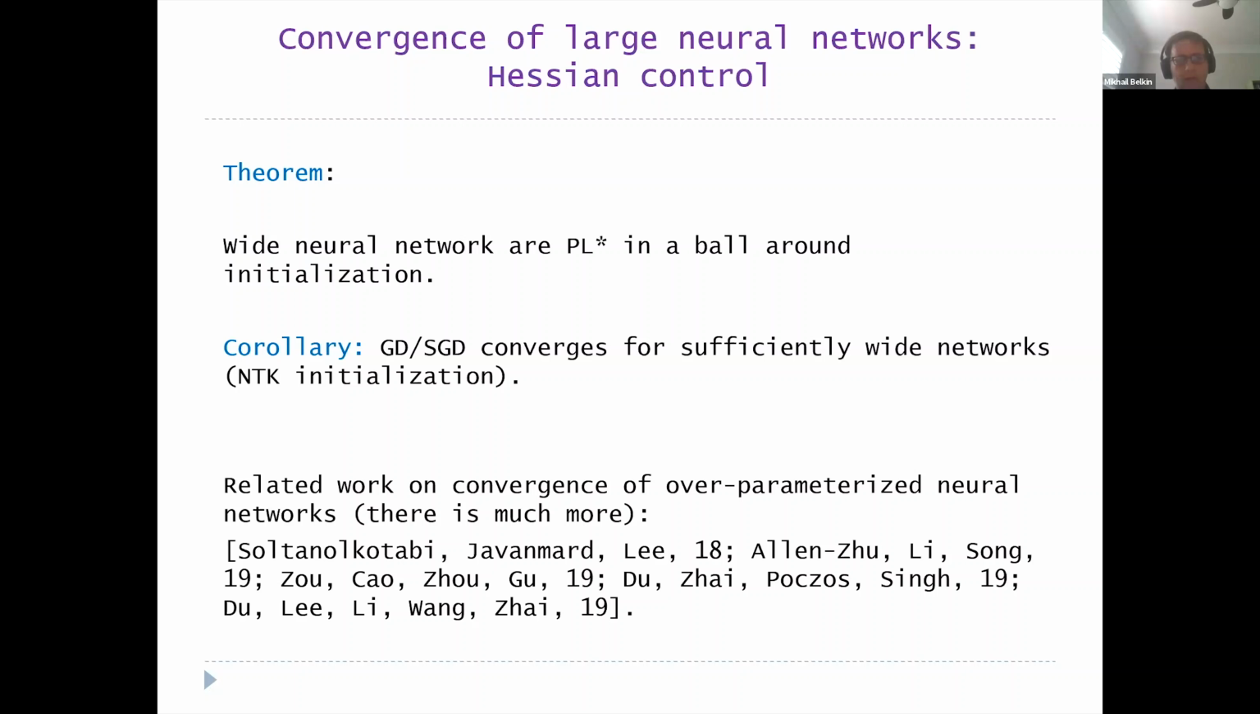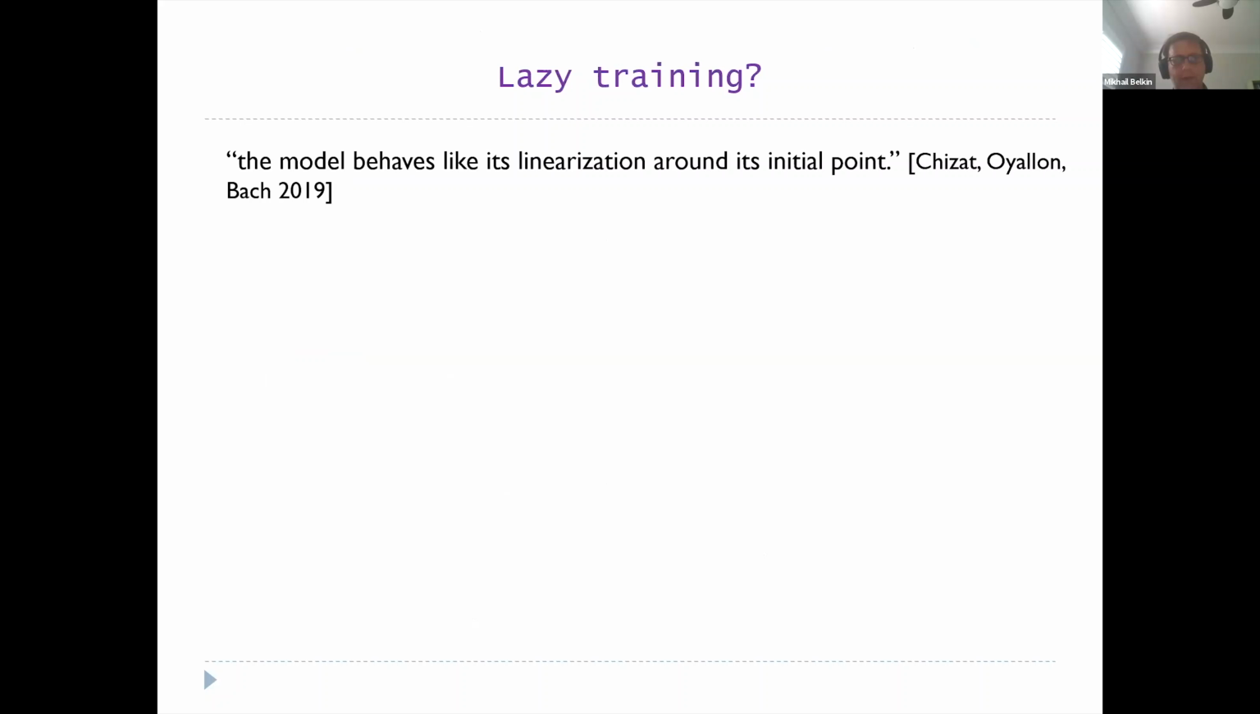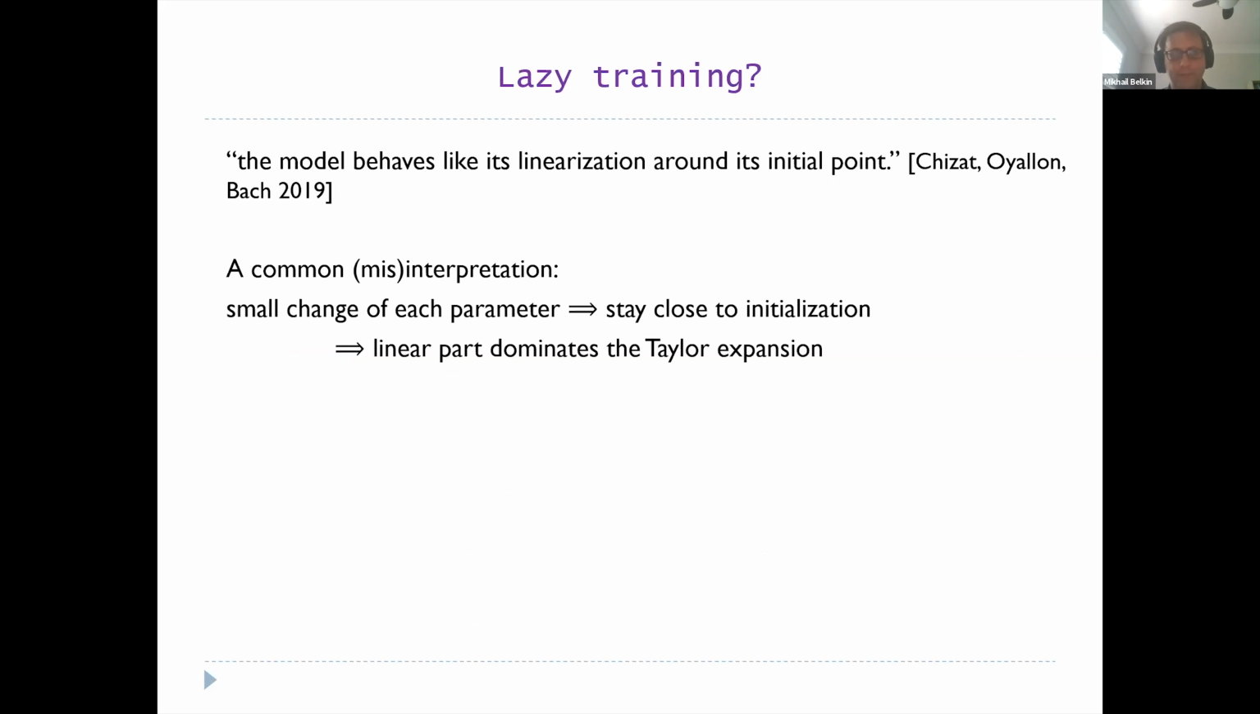Okay, so now let me tell you something about lazy training. I would like to point out, because I think this whole thing is commonly interpreted incorrectly, the intuition that is often given for this. It is that when you train, each parameter changes just a little bit. And if a parameter changes a little bit, you stay close to the initialization point. And if you're close to initialization, the linear part dominates the Taylor expansion, right? And it sounds very plausible when I write it like this.